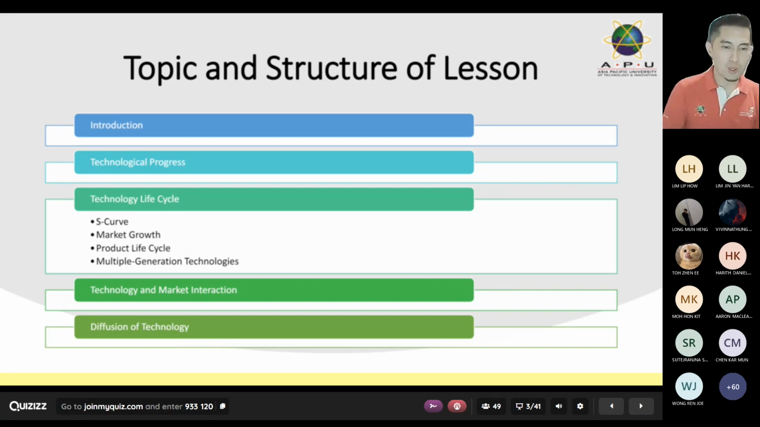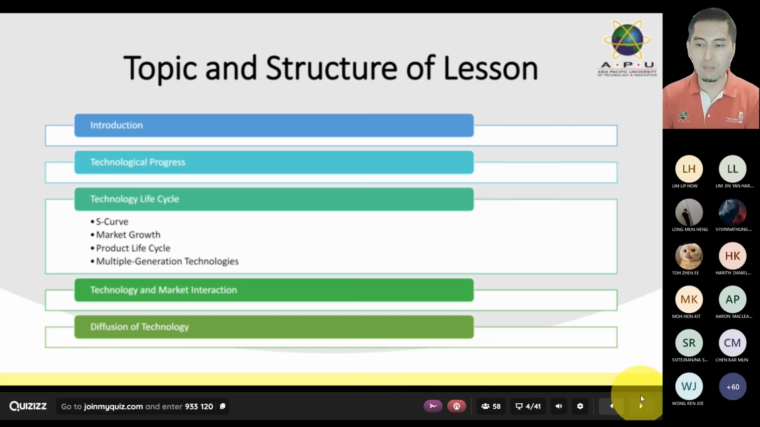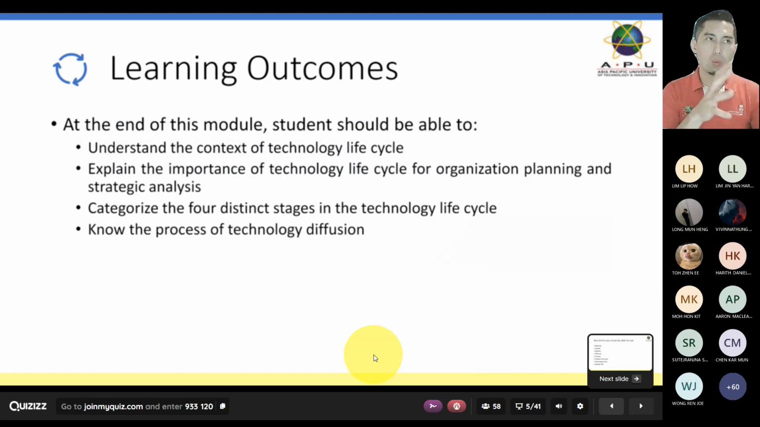So we will be going through the life cycle, and I think it's important for you to then see and understand that every technology has its own life cycle. Every technology that we're going to discuss will reveal its own level of life cycle, what it is going through currently. So, understanding the context of life cycle, looking at the importance, categorizing the 4 distinct stages.